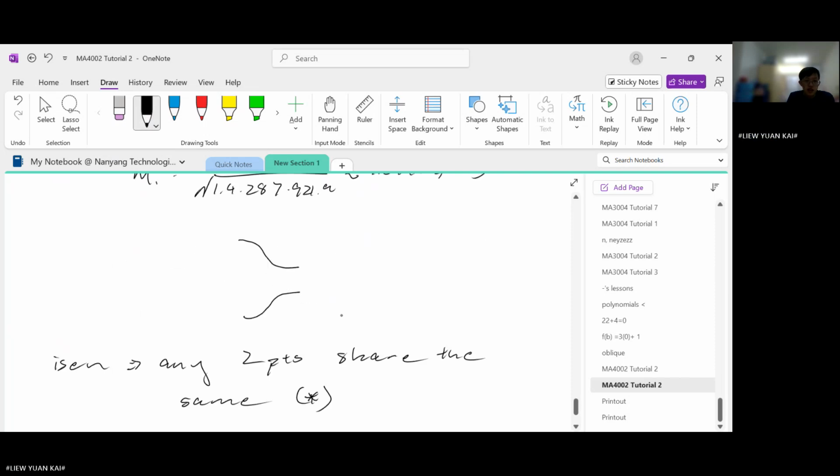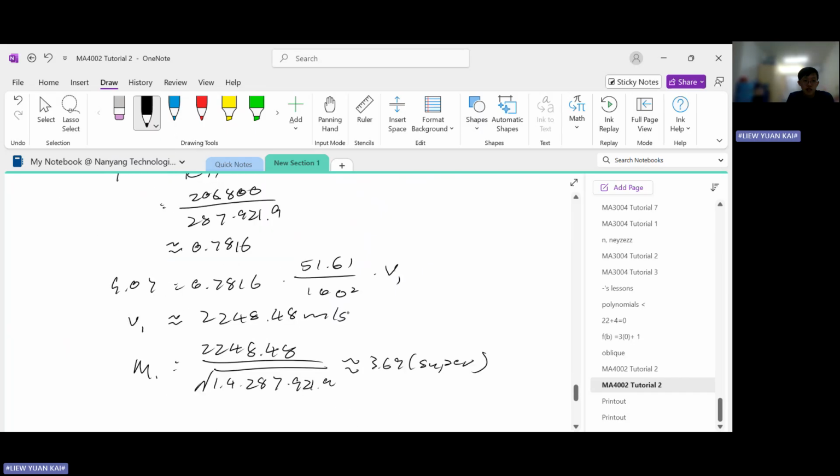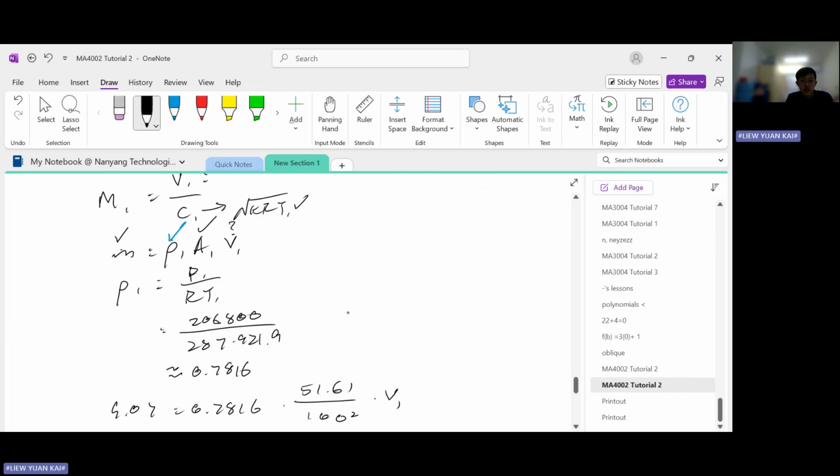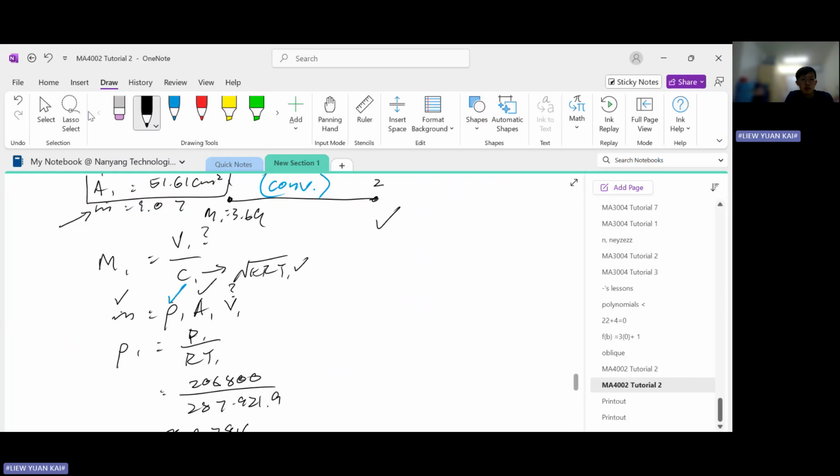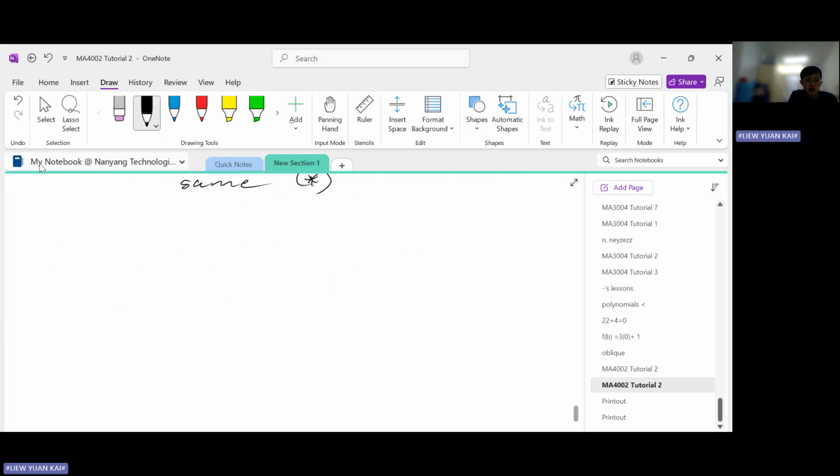So how do we make use of this fact to calculate the exit area? A1 is given to us. Both of these points, 1 and 2, share the same critical state. So the flow of our ideas is this. They give us A1, so this is given. Then we use this to find A star, the critical area, and then we use this to find A2, which is what we want in the end. So that's the flow of our ideas.